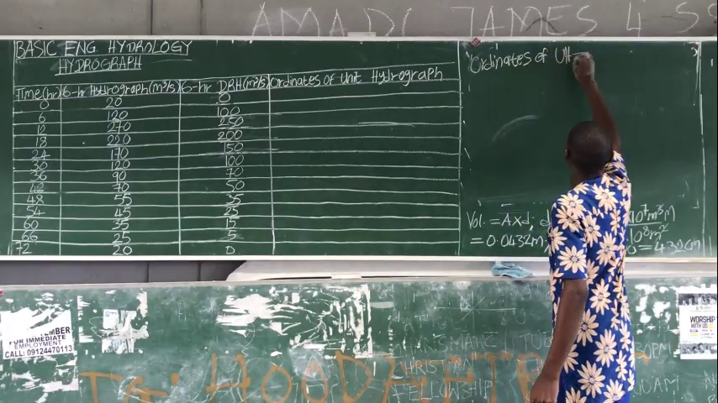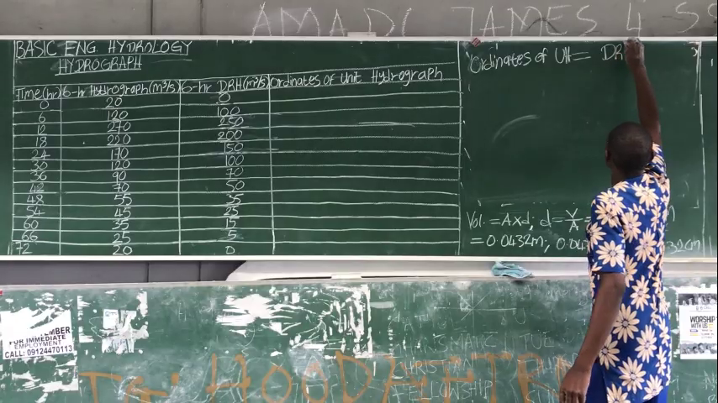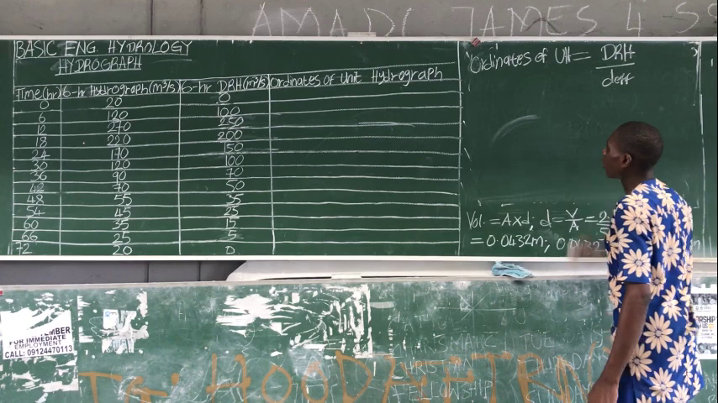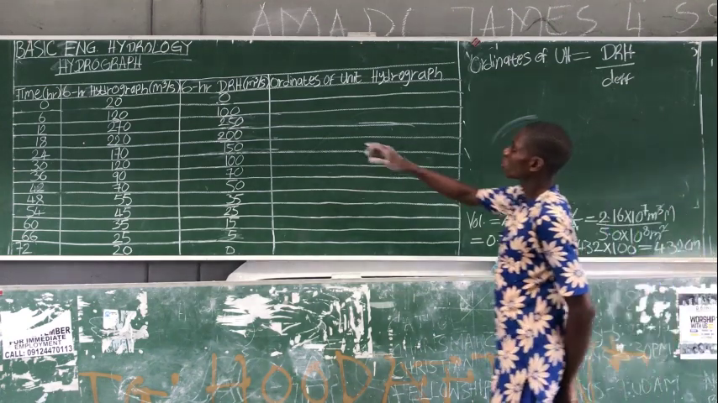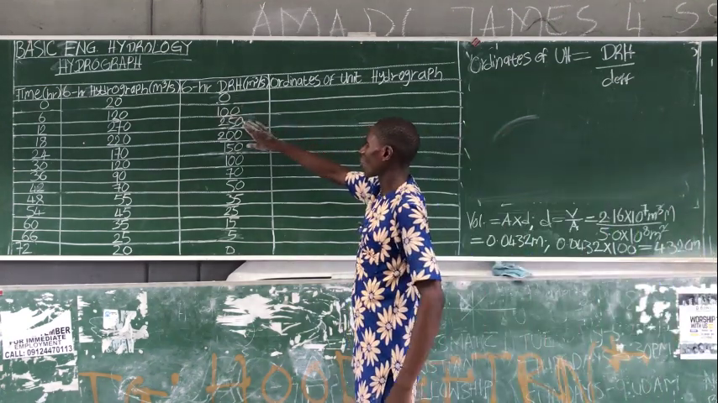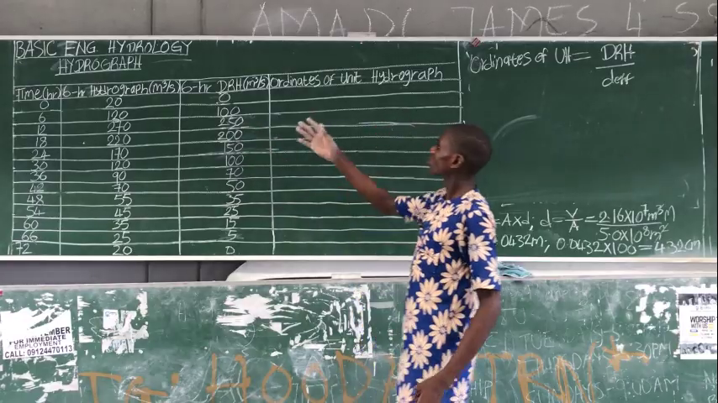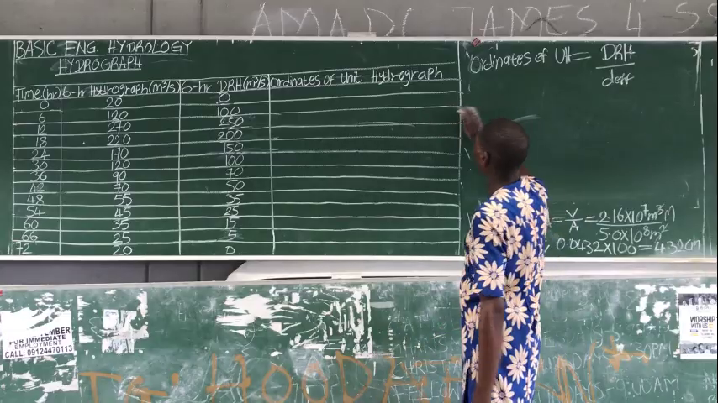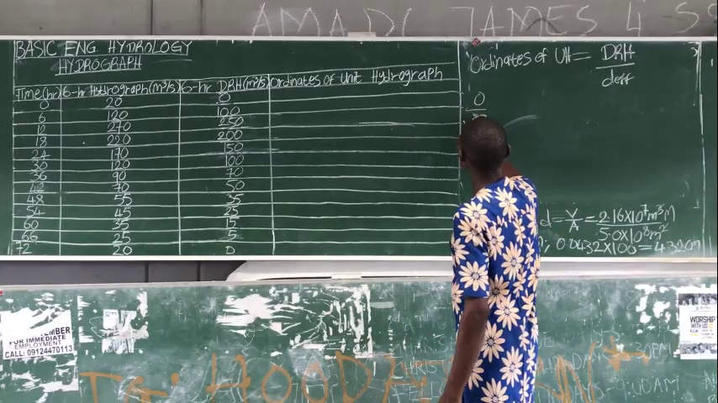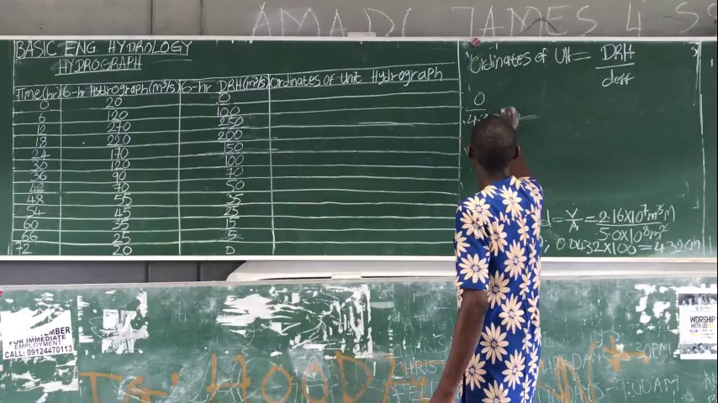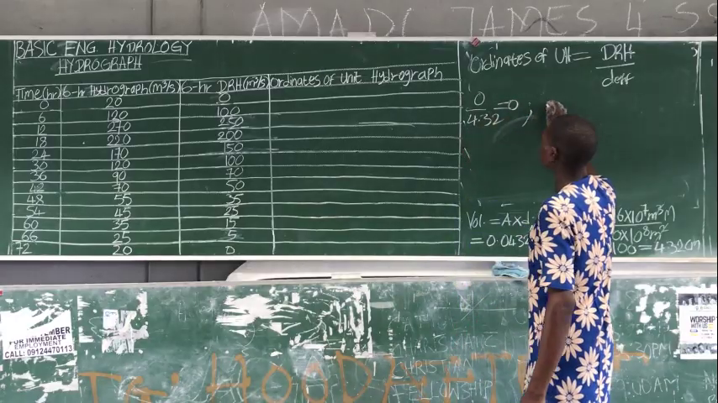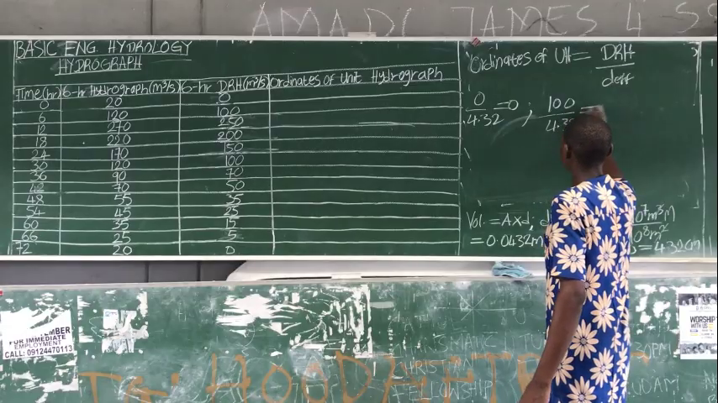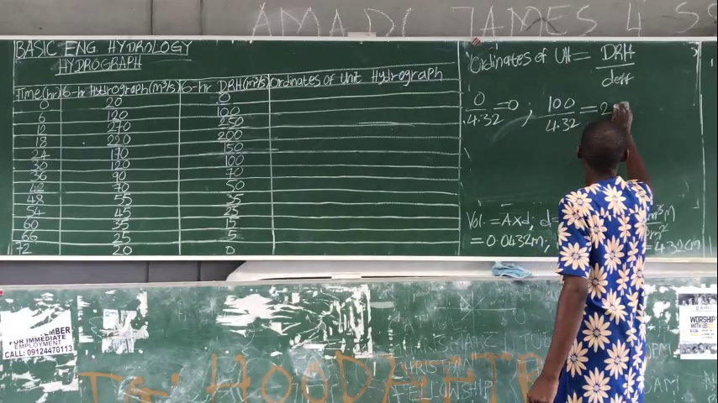Okay, so after getting our effective depth, we know that our ordinate of unit hydrograph is equal to our direct runoff hydrograph divided by our effective depth. So what we do is divide each of the values of our direct runoff hydrograph by our effective depth, which is 4.32. So for the first time, we have 0 divided by 4.32, that's equal to 0. For the second, we have 100 divided by 4.32, and that's going to be equal to 23.